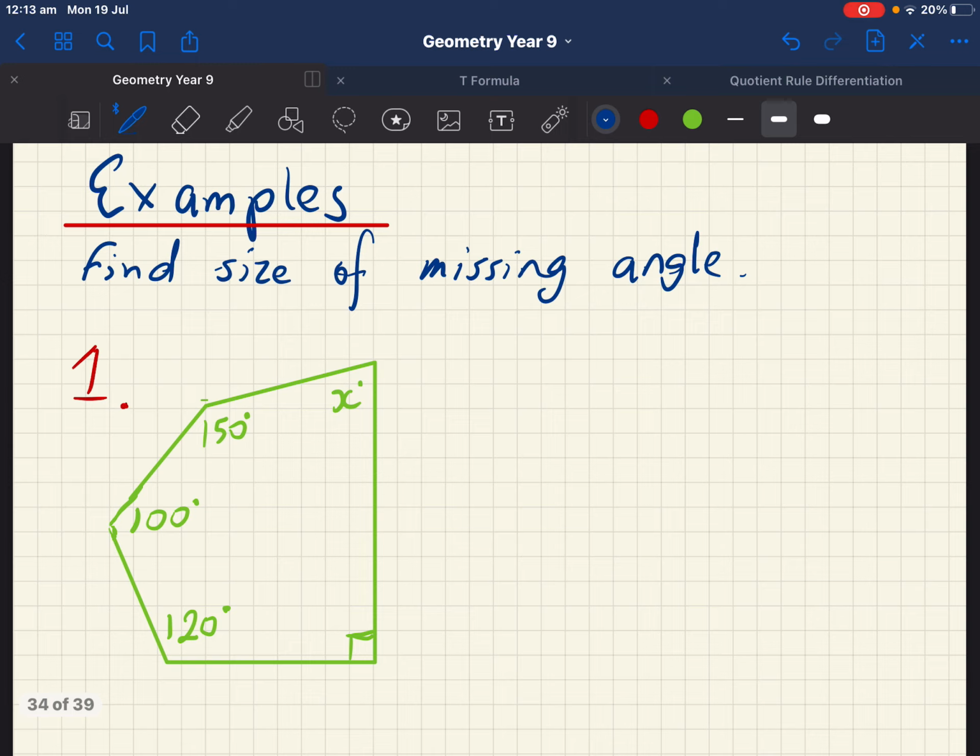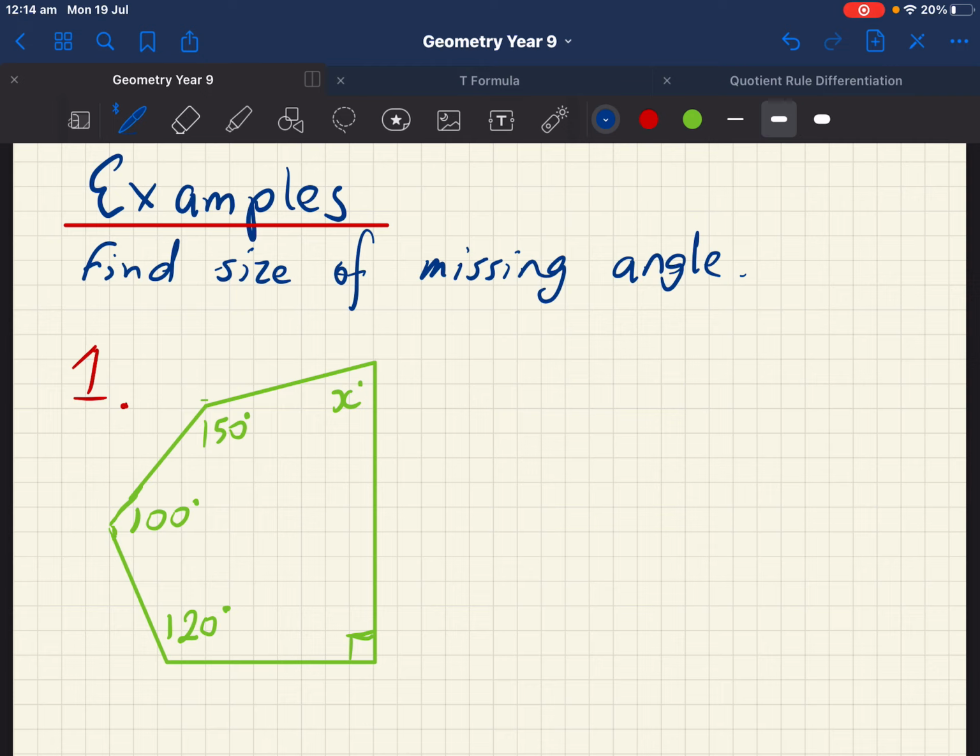All right, so we've got 3 examples in total, which should hopefully give you enough of a chance to see how to do this. And in order for you to be able to do them yourself, let's look at the first one here. We want to find the size of the missing angle. So we have ourselves a pentagon. There's 5 sides in total. Obviously, with that comes 5 angles. We know the size of 4 of the angles, but one of the angles is missing.